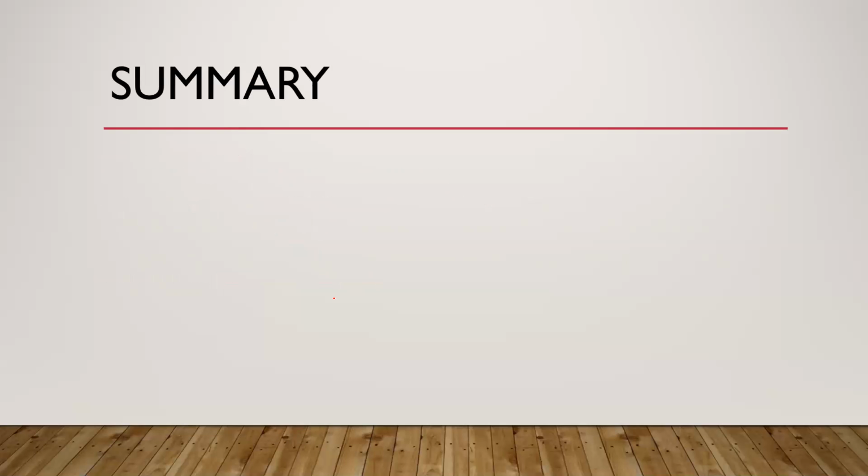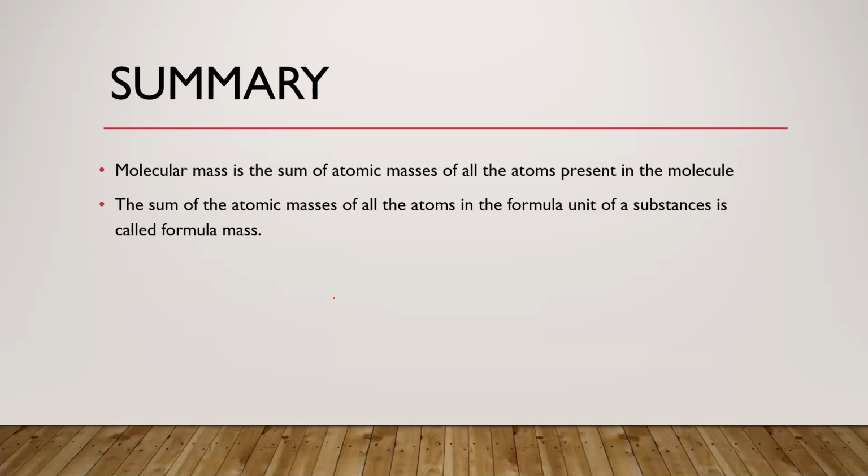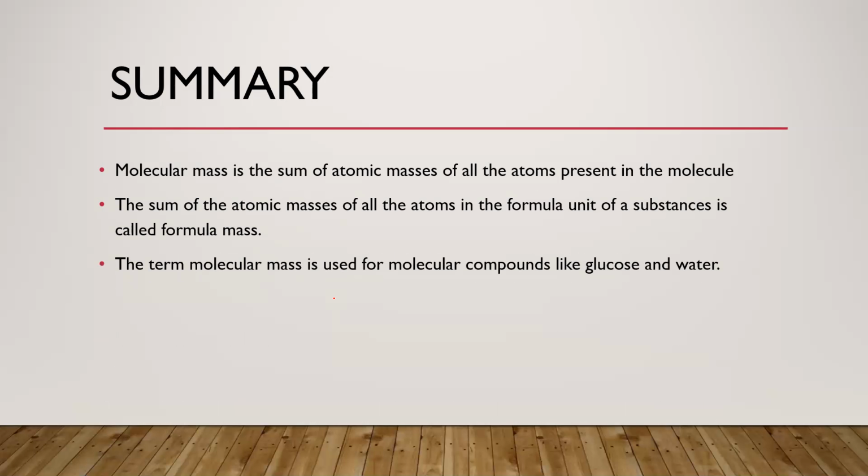Now let's come to the summary. Molecular mass is the sum of atomic masses of all the atoms present in the molecule. The sum of atomic masses of all the atoms in the formula unit of a substance is called formula mass. The term molecular mass is used for molecular compounds like glucose and water, and the term formula mass is used for ionic compounds like NaCl.